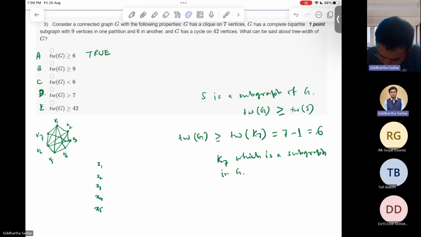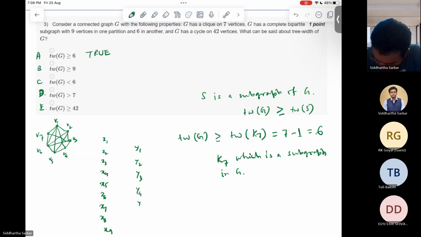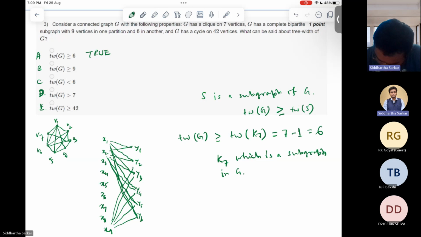Okay, let me push this up so that we can see everything on one page. X6, x7, x8, and x9. And it has 6 other vertices on the other side. Okay, so now this is a complete bipartite graph. That means every x vertex is connected to every y vertex, because it's a complete bipartite graph. I'm not going to draw everything, but the idea is you connect every x vertex to every y vertex. So these edges are all there.